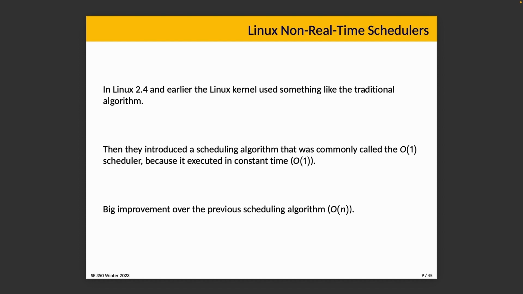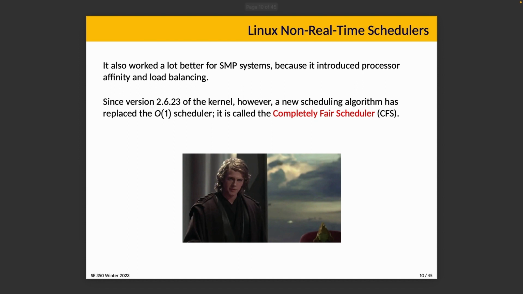But it didn't take very long before the constant time scheduler was itself replaced. So, like, really, it didn't take long. Midway through the 2.6 branch of the kernel, a new scheduling algorithm was introduced, and it is called the completely fair scheduler. And again, you've been granted the rank of master.